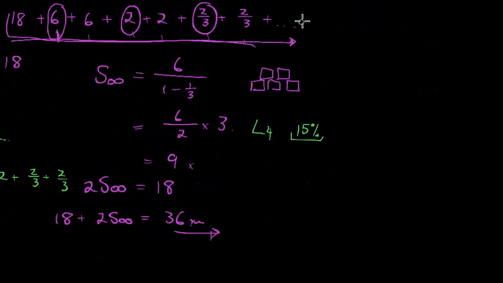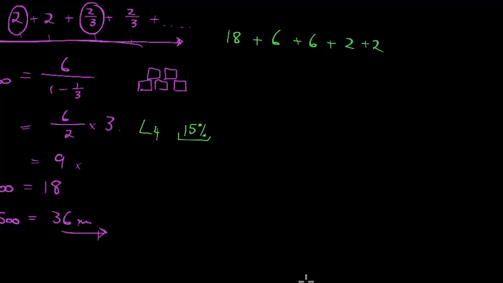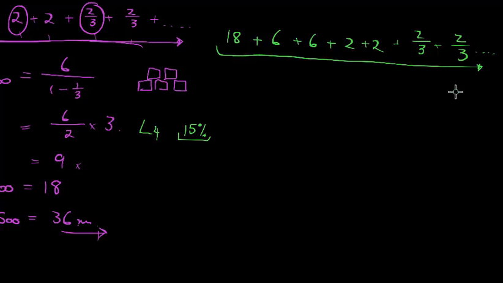Okay, so this is our number pattern. We've got this number pattern: 18 plus 6 plus 6 plus 2 plus 2 plus 2 over 3 plus 2 over 3. How about you guys try and find a way to find the sum to infinity for this? So let's just say you were able to get here. Now I'm asking you to find the sum to infinity of this, where 18 is the first term.